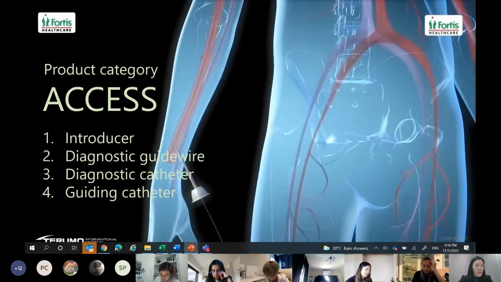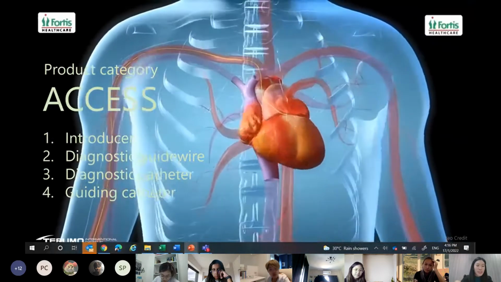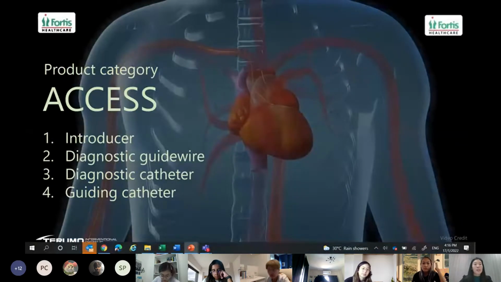Okay, so the first product category I will elaborate on is access. Access products are used from the access site up to the ostium of the coronary artery. Basically, these devices provide access for other devices to enter the coronary artery. So from the access site up to the coronary artery, it includes the introducer or insertion sheath, diagnostic guide wire, diagnostic catheter, and your guiding catheter.